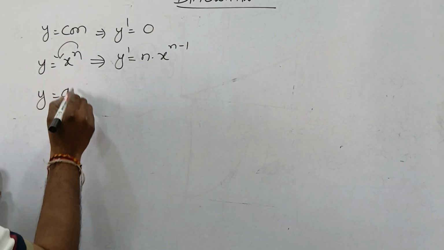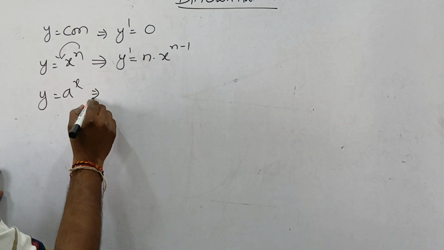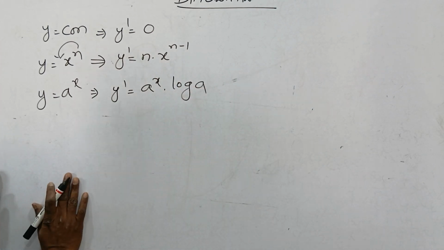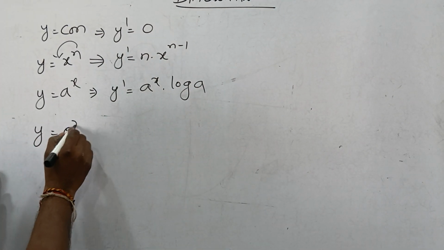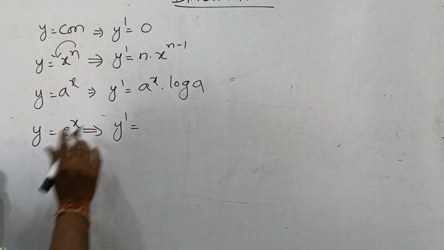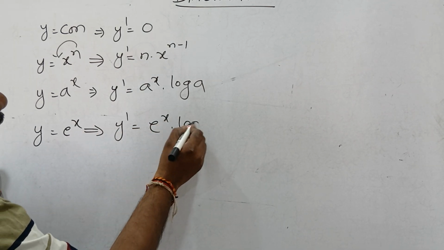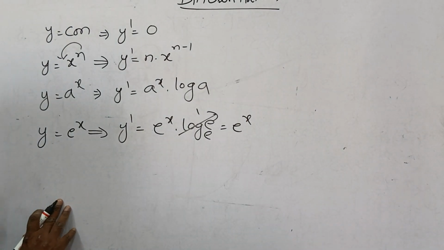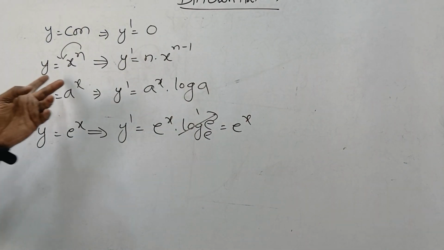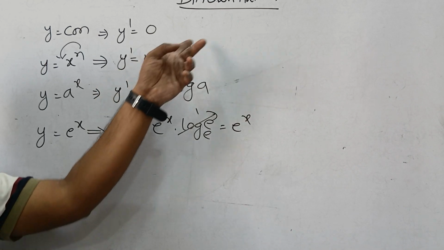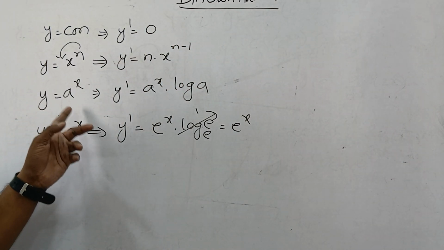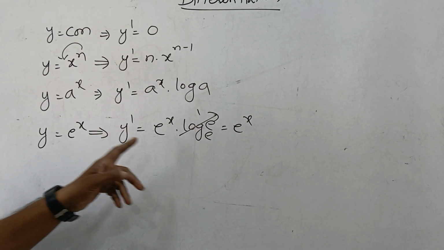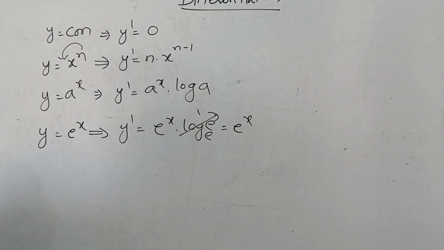Y is equal to a power x, constant power variable. So y dash is equal to a power x into log a. This is another formula. Y is equal to e power x. Differentiation of e power x is e power x only, since log e base e value is 1. So directly you can write e power x. Constant differentiation 0. X power n, differentiation n into x power n minus 1. Y is equal to a power x, y dash equal to a power x into log a. Y equal to e power x, y dash equal to e power x into log e base e, which is equal to e power x.